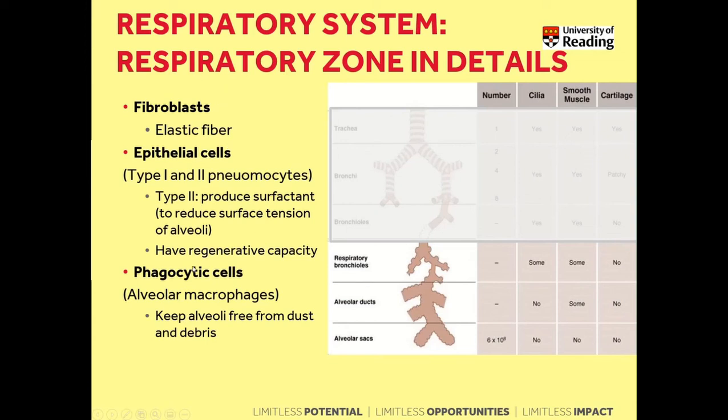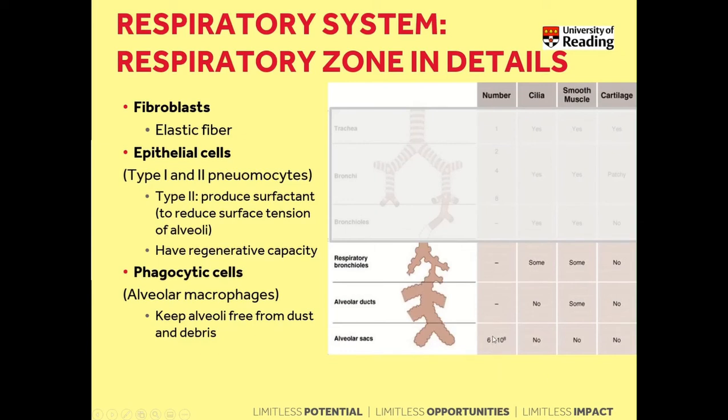In the respiratory zone, you also find phagocytic cells, also referred to as alveolar macrophages. The function of these cells is to keep the alveoli free from dust and debris. They are phagocytotic cells. They keep the respiratory zone clean from these, as I mentioned, dust and debris.